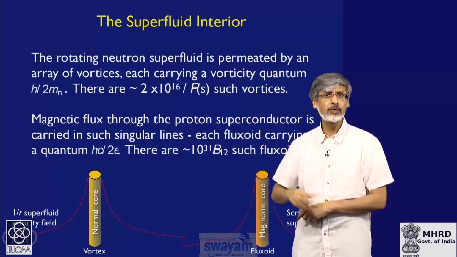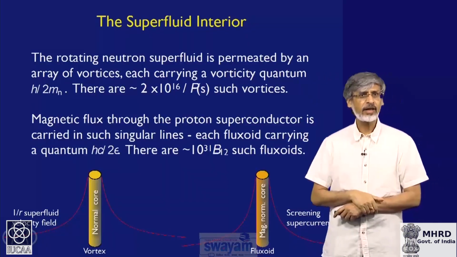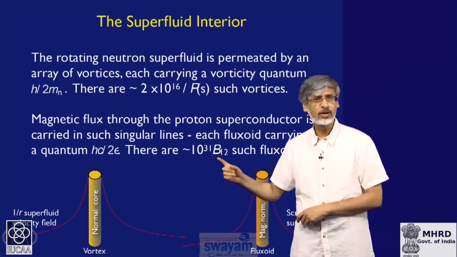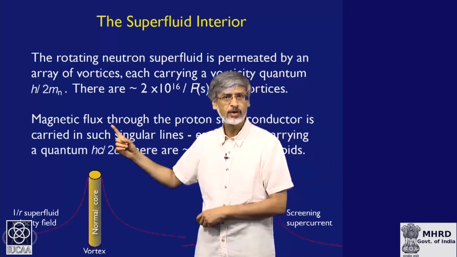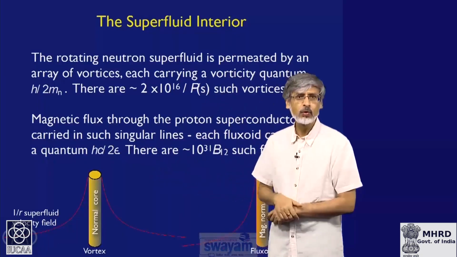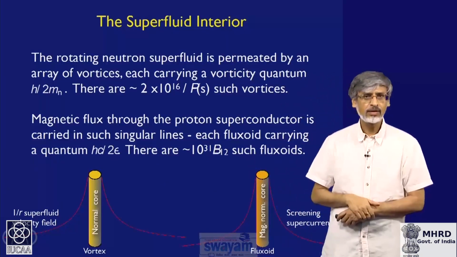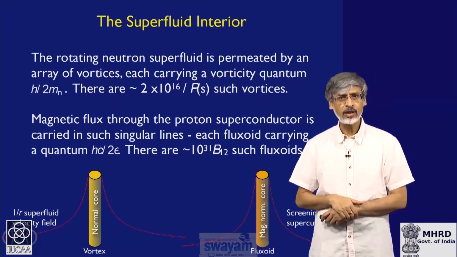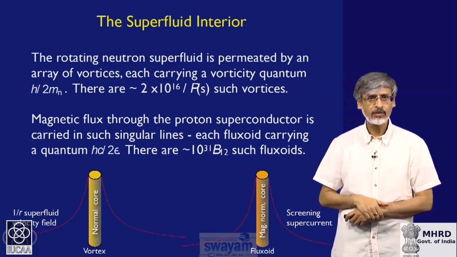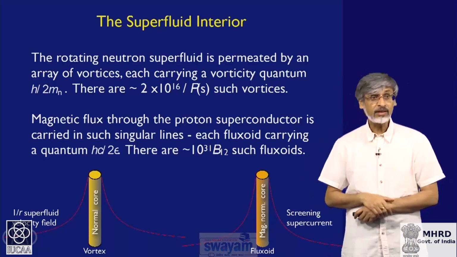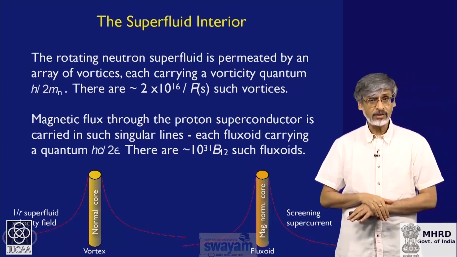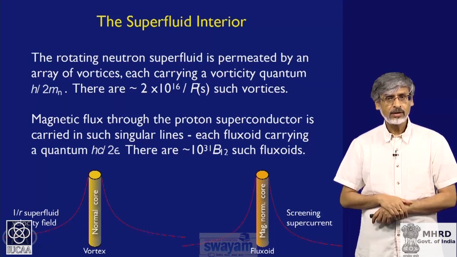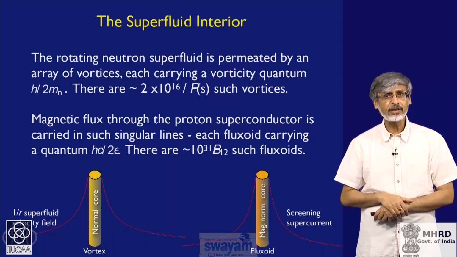The rotating neutron superfluid is permeated by an array of vortices, each vortex carrying a vorticity quantum of h by 2m, and there are about 2 times 10 to the power of 16 such vortices for a neutron star spinning at a period of 1 second. On the other hand, the superconductor, which the protons make, cannot in general carry a magnetic field.